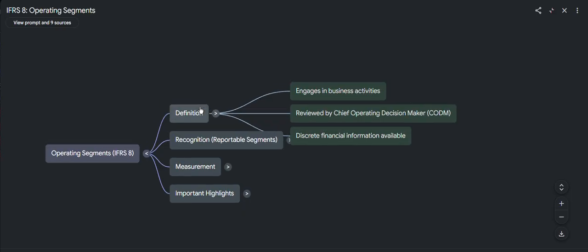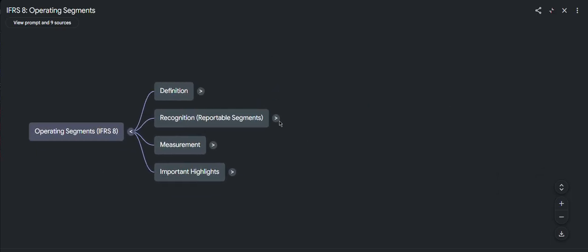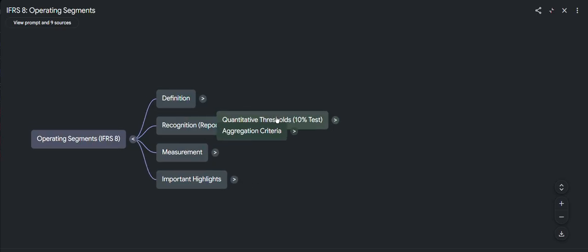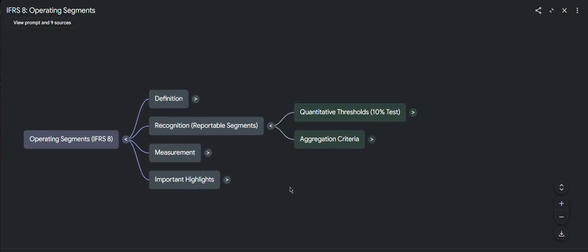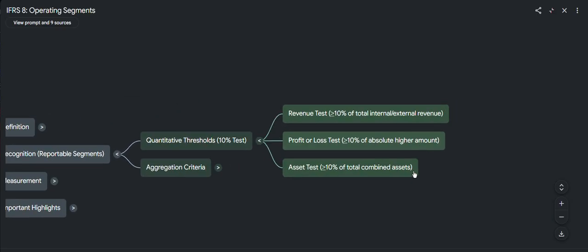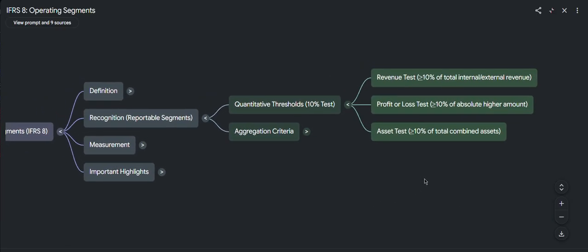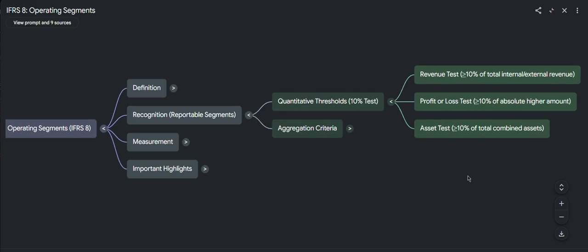Let's proceed with the recognition. For the rules for its recognition, there are two things to note. First is the quantitative thresholds. Under the quantitative thresholds, there is our golden number, that 10%. So we have 10% tests for a series of items. First is the revenue, second is profit or loss, and the third one is assets. So first, let's start with the revenue test.